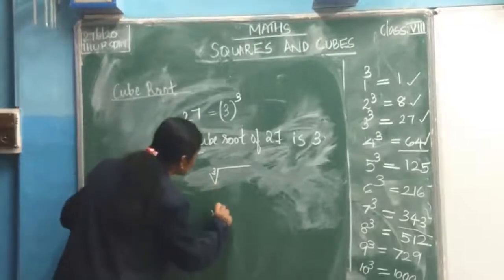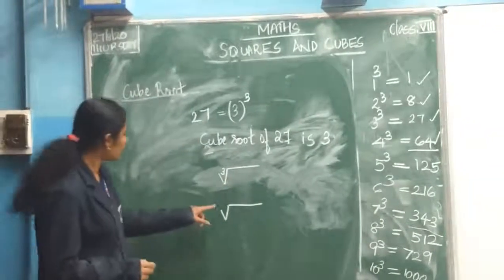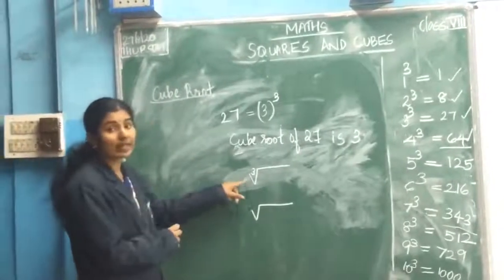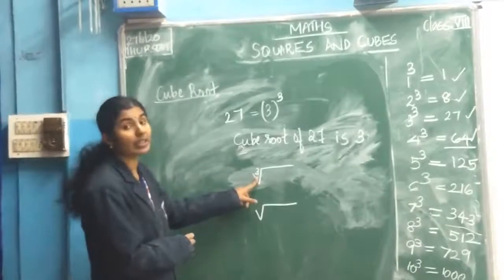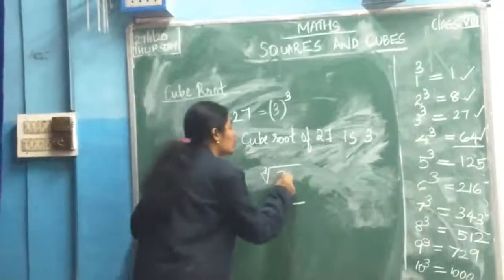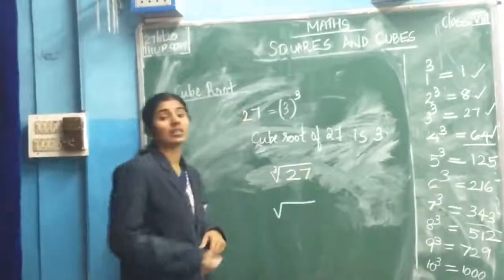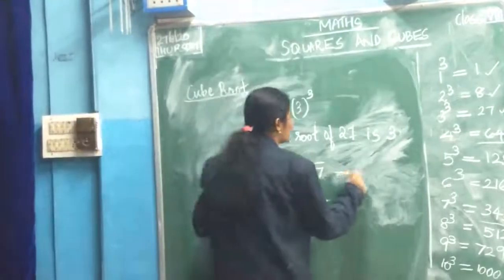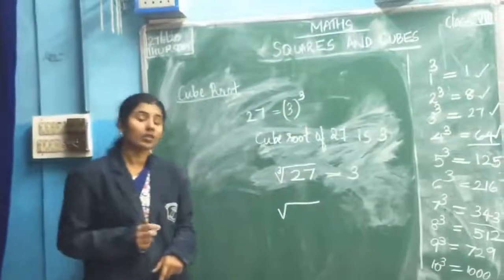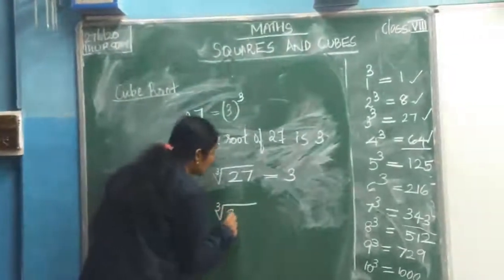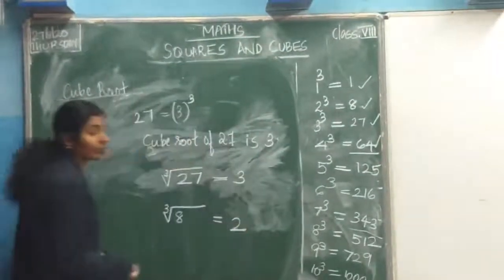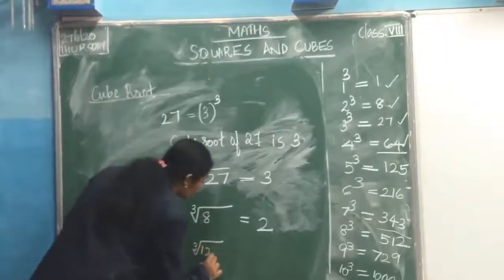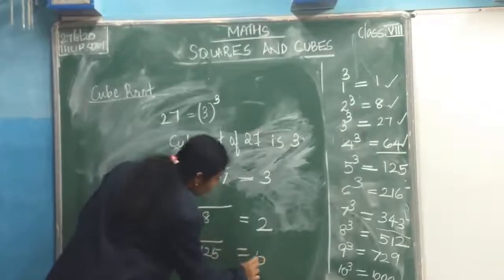For square root, we just give this root sign; we will not write 2 there. But for cube root, you should write 3 like this. How will you read it? Cube root of 27 equals 3. Cube root of 8 equals 2. Cube root of 125 equals 5.